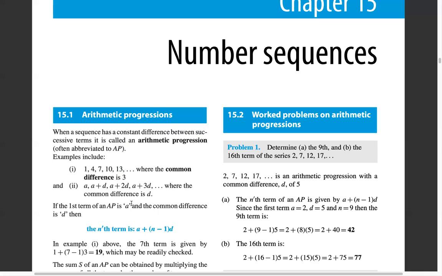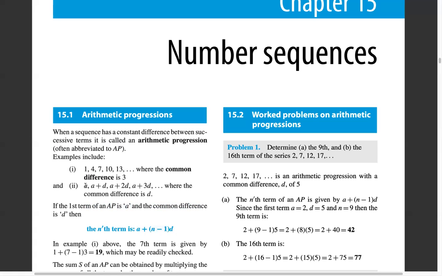Algebraically, arithmetic progression is represented like this. The first term is a, right? The second term is a plus d. d is the common difference. The third term is a plus 2d, and so on and so forth. So we could generalize that now. If the first term of an arithmetic progression is a, and the common difference is d, then the nth term is a plus (n minus 1)d. How do I get that?